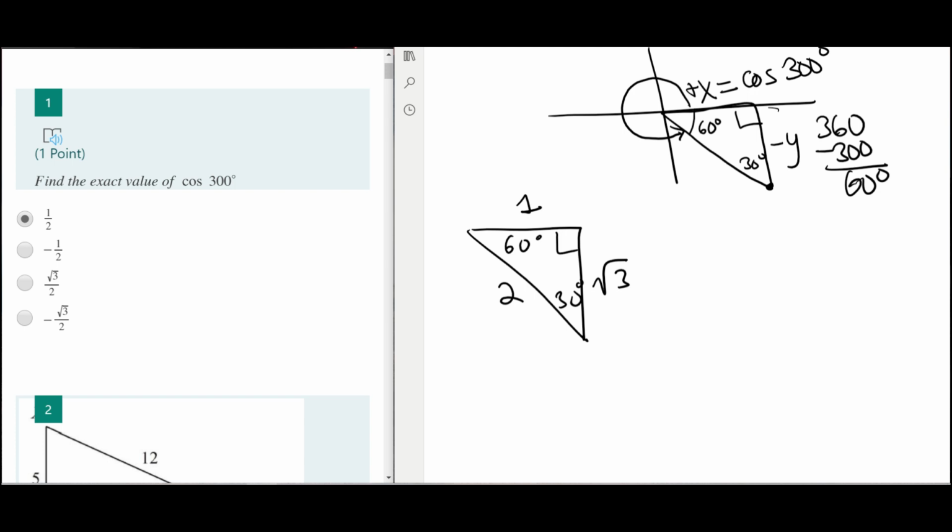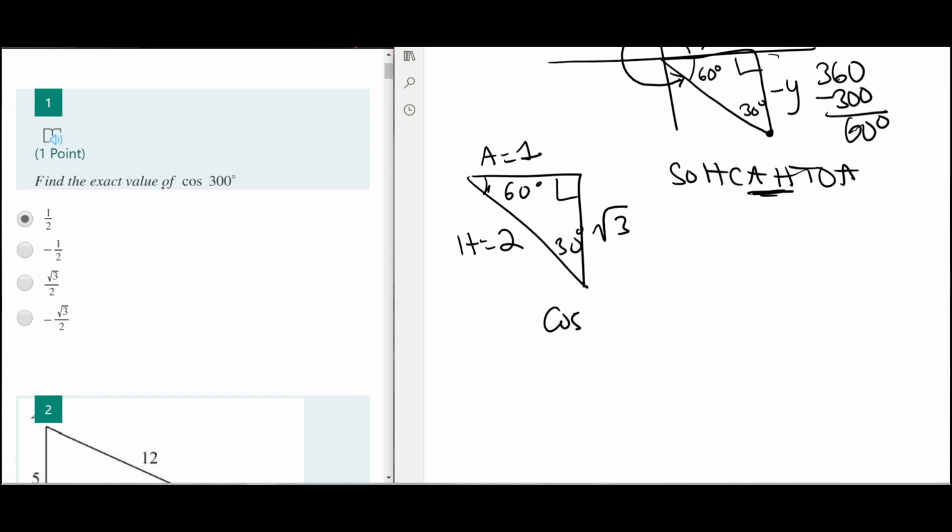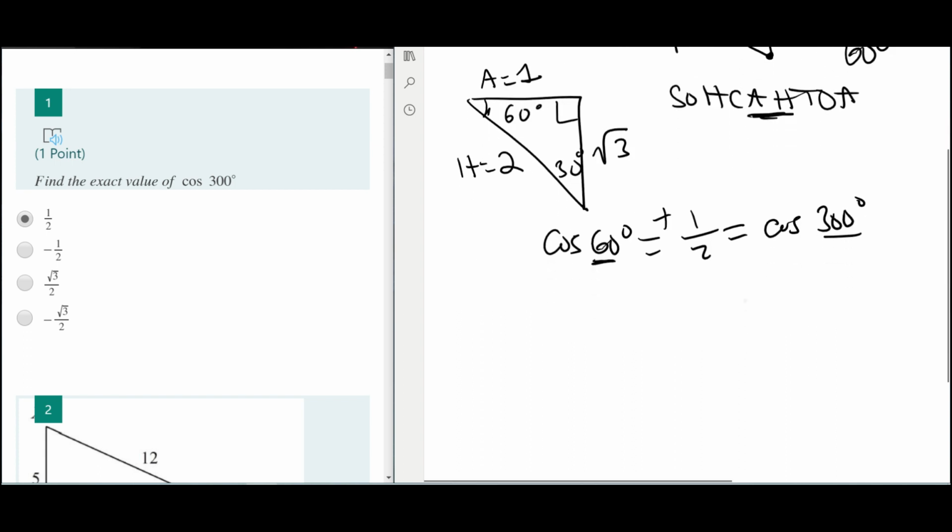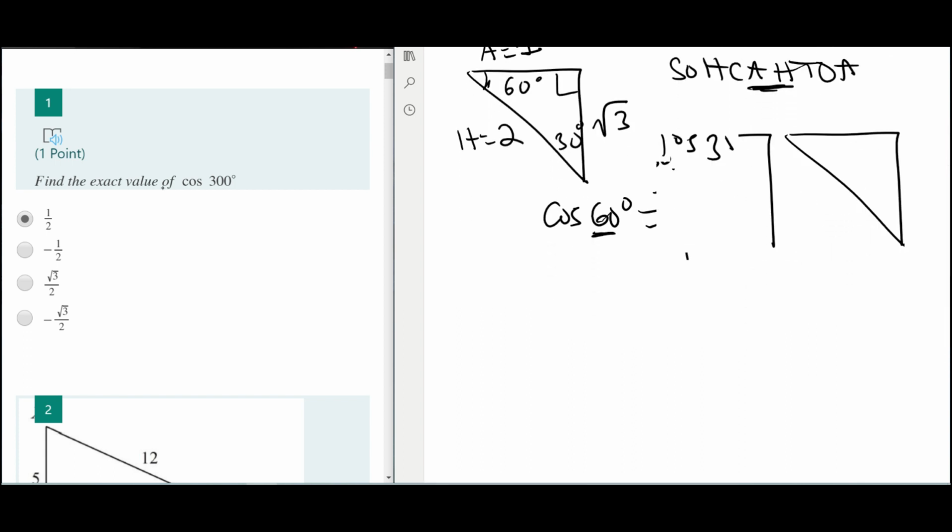If you want, you can just memorize this triangle and use it to help you find cosine of 60 and 30. Remember cosine is adjacent over hypotenuse. Remember SOHCAHTOA. Since we're interested in 60 degrees, this has to be adjacent, this has to be hypotenuse. So the cosine of 60 degrees in this example is going to be 1/2, which is the same thing as cosine of 300, because 60 degrees is the reference angle to 300. And it's going to be positive 1/2. So 1/2 is our final answer, by the way.